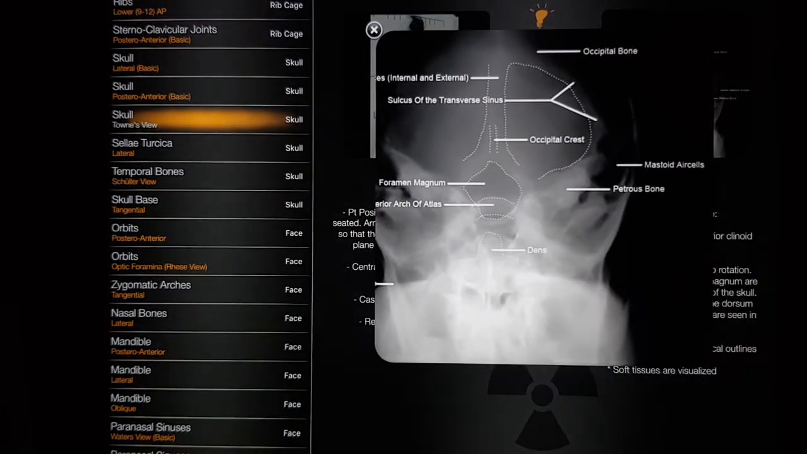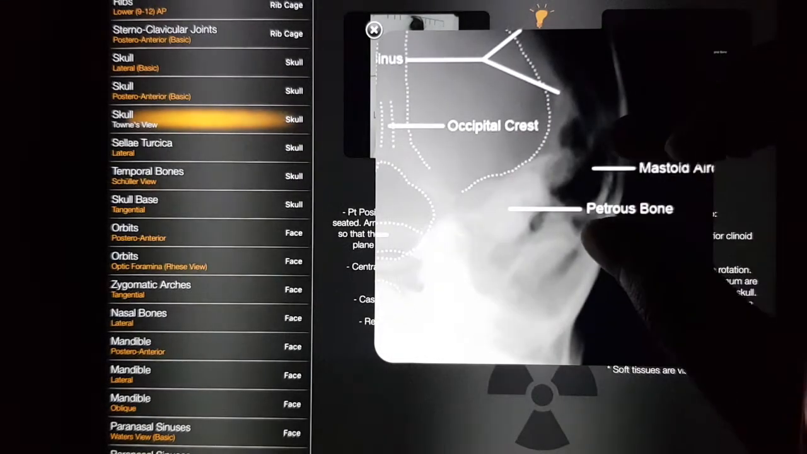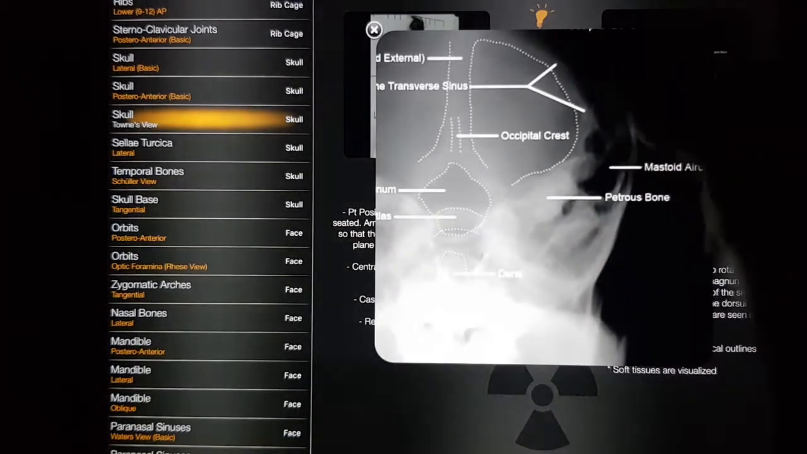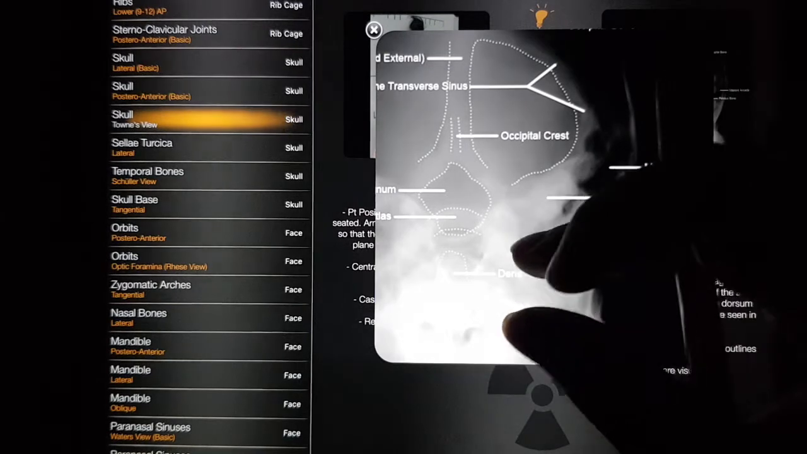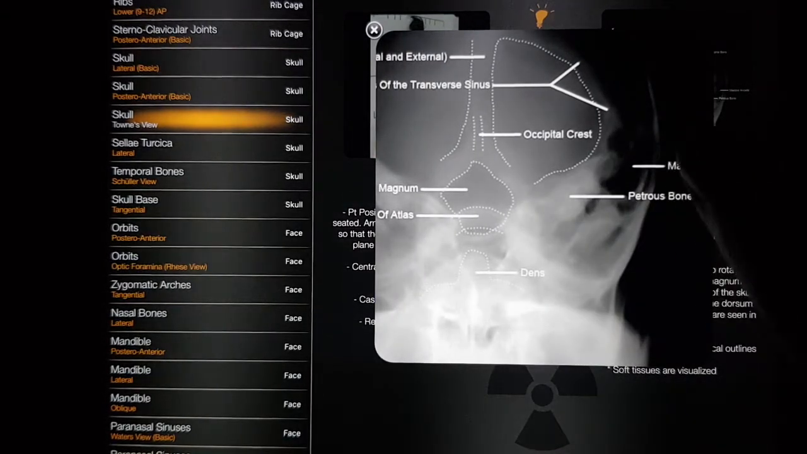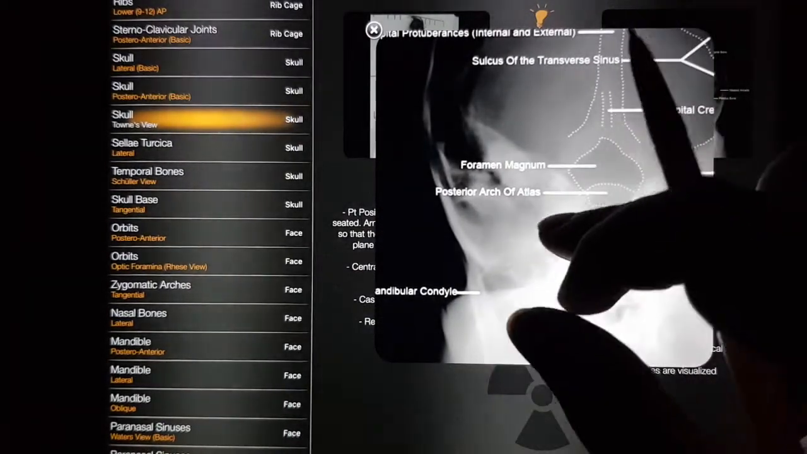Now the lucent areas, which denote air, are definitely the mastoid air cells. Here you can identify some pathology. This is the petrous bone. If you can see the petrous bone clearly, you can diagnose petrositis, where sclerosis of the bone will be seen, and you may compare it with the other side also.